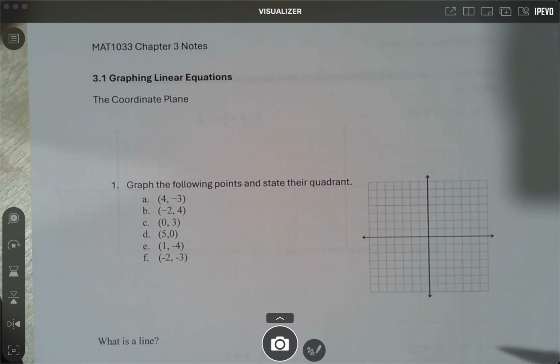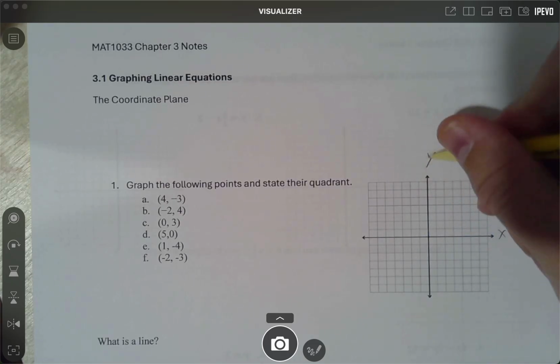Alright, welcome back to chapter 3. We're going to start talking about the coordinate plane and lines. Before you can graph lines, you got to learn how to graph points. And the main thing to know about the coordinate plane is that the coordinate plane has an x, y axis.